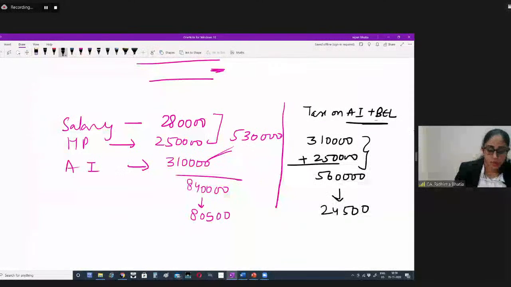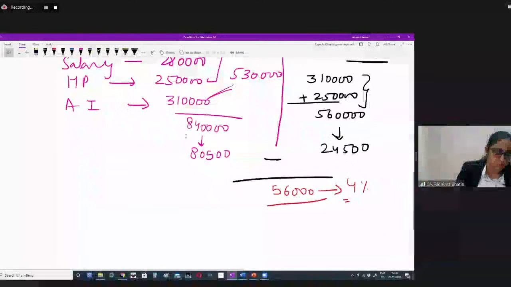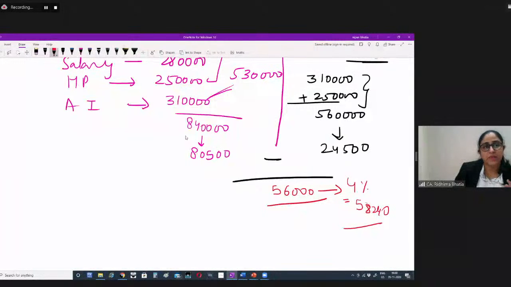Any doubt? Now I told you I am removing the tax on my agricultural income from the tax on my total income. 80,500 minus 24,500, net comes to 56,000, right? And this 56,000 is my final tax, and I will apply surcharge here, and then in total tax comes to 58,240. Correct? Yes, please give an exemption that no 115BAC is taken up.